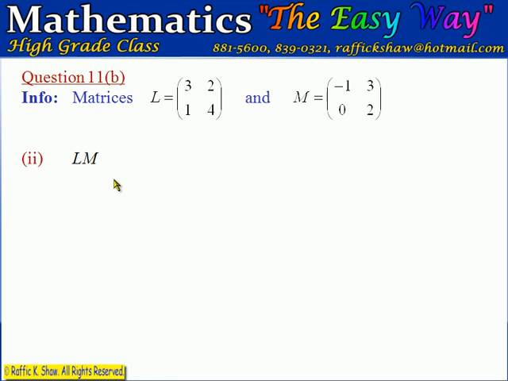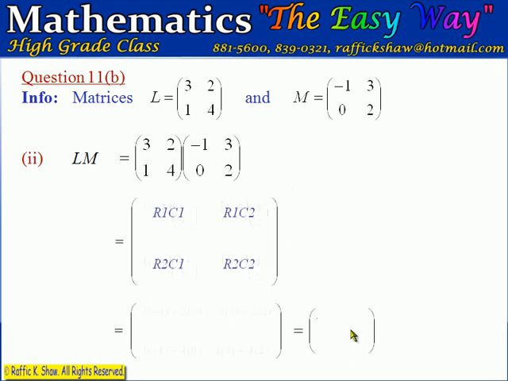Now part 2 is asking us to evaluate LM. LM is equal to the matrix L multiplied by the matrix M. So what we have is a product of two 2 by 2 matrices, and the result is going to be a 2 by 2 matrix. So let's go through the process of carrying out this multiplication. The result is going to be a 2 by 2 matrix, which we will conclude here. And I've inserted codes here to demonstrate how the matrix multiplication is done.